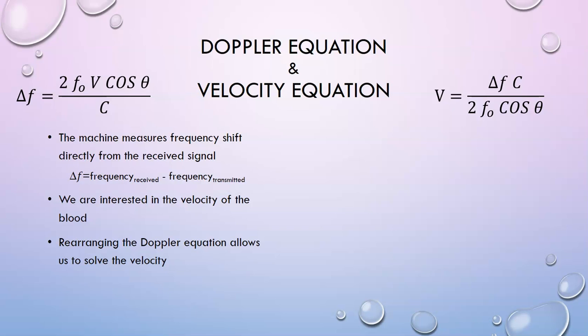So, the Doppler equation and the velocity equations. What we're really interested in is not the Doppler shift. Remember, we can get that by just subtracting the transmitted frequency from the received frequency. That's the Doppler shift. What we're really interested in is the velocity of the blood, because that gives us diagnostic information that we can utilize to help our patients. So the velocity of the blood is gotten by taking our Doppler equation, solving for V, and we end up with the Doppler shift times the speed of sound divided by twice the transmitted frequency times the cosine of the angle. So that gives us our velocity, and that gives us diagnostic information.